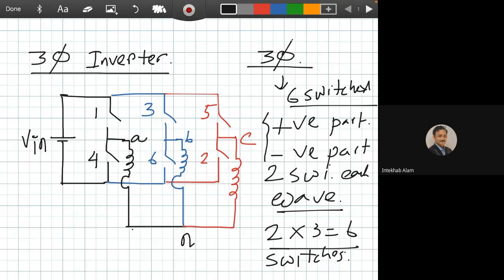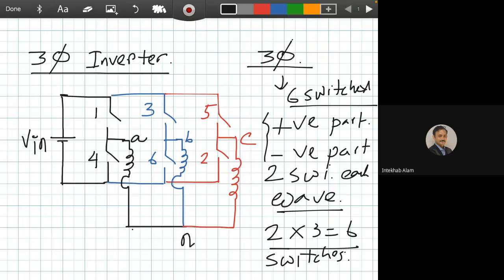So if it is 4-phase, then it will require 8 switches. If it is 5-phase, then it will require 10 switches. Okay. 4 and 5 phases we are thinking hypothetically. Commercially these things are not available, but we can think in a hypothetical way. Do you have any question up to this point? Why are we using 6 switches? I think it's simple to understand.